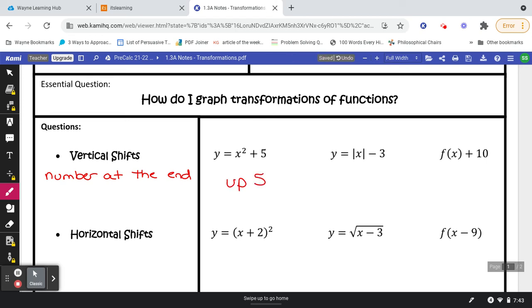Also, the square tells us it's a parabola, quadratic. The absolute value of x minus 3, the minus 3 would move that down 3 places. And of course, we know the absolute value makes a V shape. Then at the end here, you have more of a generic or general function, just f of x. We don't know exactly what that looks like, but we do know it moves up 10.